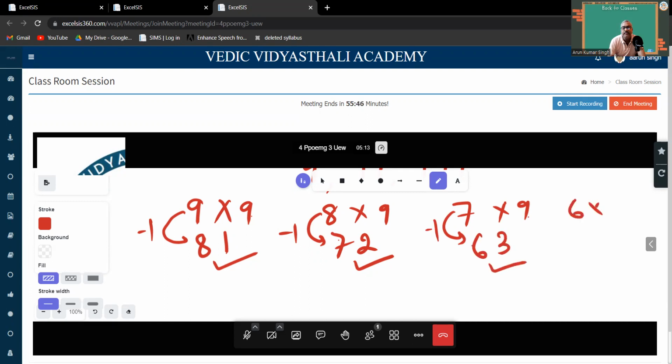Then same thing, 6 into 9 is there. Lessen it by 1, so it is 5. 9 minus 5 is 4. So you can see how easily it can be multiplied.